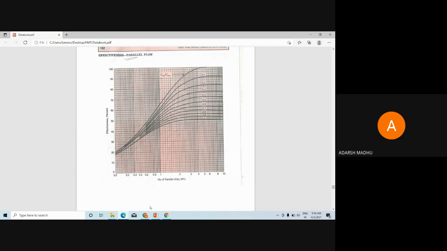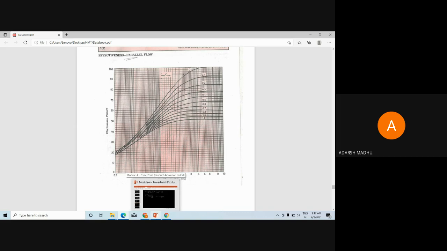So if we know the value of R and NTU, we can find the effectiveness value. And if we know the value of R and effectiveness, we can find the NTU value. R is common. Additional to R, if we know the value of NTU, you can find the effectiveness value. And other than R, if we know the value of effectiveness, we can find the NTU value.